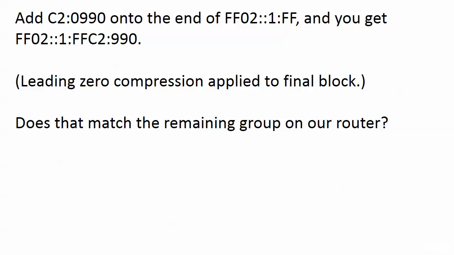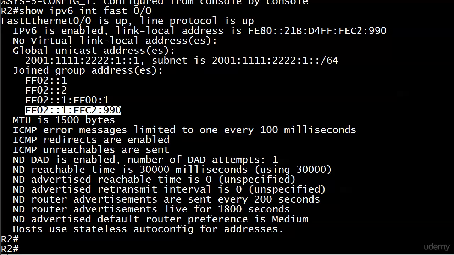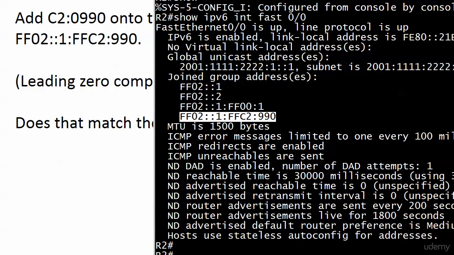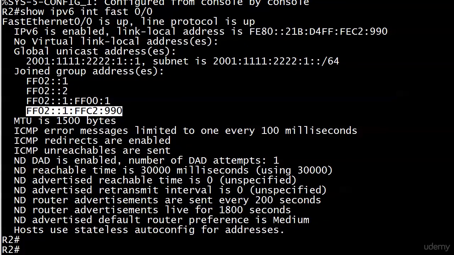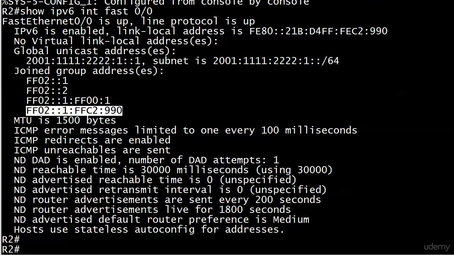C20990. So you tack that on to the end of the SNMA group, and that's what you get. FF02::1:FFC2:990, with leading zero compression, of course, applied to the final block. Does that match the last remaining group on the router? Man, I hope so. Let's take a look. And it does. Already highlighted. So we've got that one right there, FF02::1:FFC2:990. The theory is right on, and we'll take that.